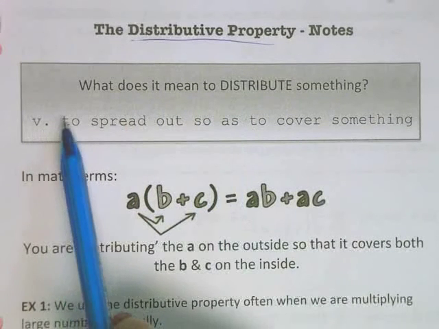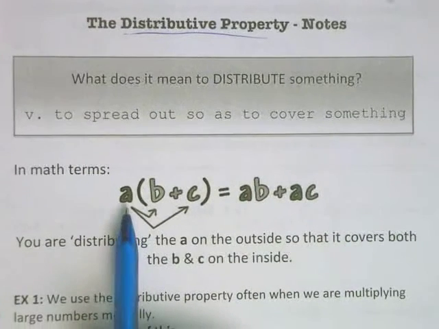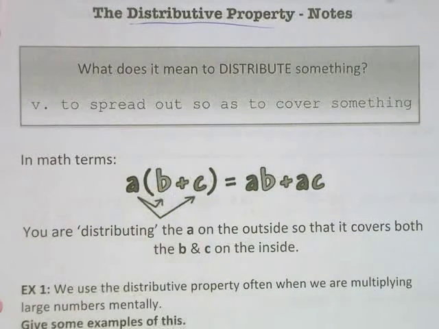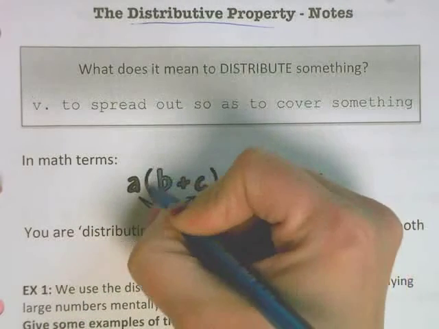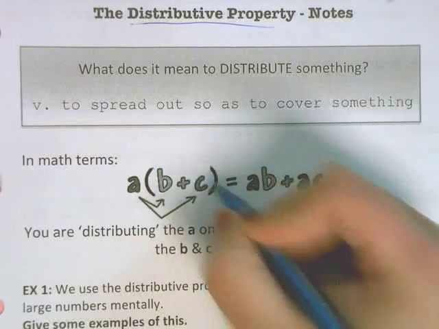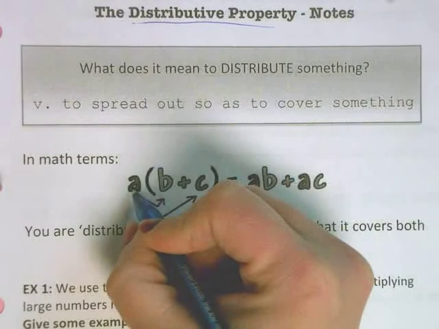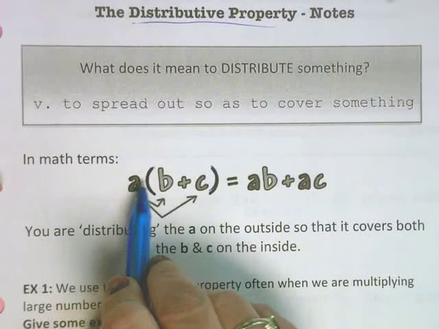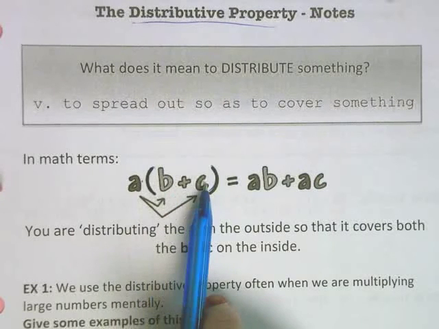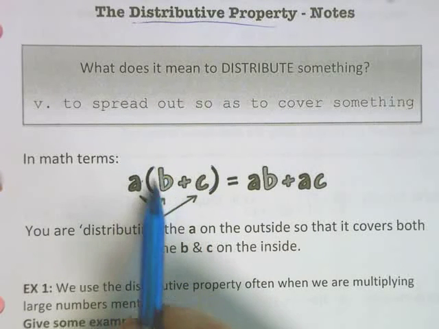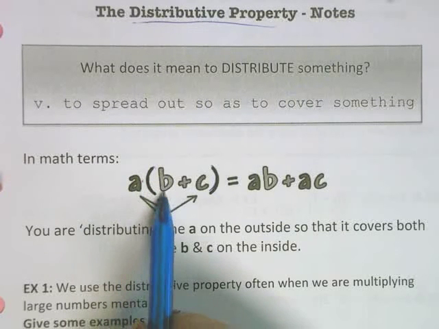It's a verb. To distribute is to spread out or to cover something. So when we're looking at math, if we have three numbers, and these are just letters that stand for numbers, these could be variables or numbers. If you have two or more things being added inside parentheses with a number out front, when there's nothing in between a number or a letter and parentheses, it means times. So this means A times (B plus C), which means we need to multiply this number by everything in the parentheses.